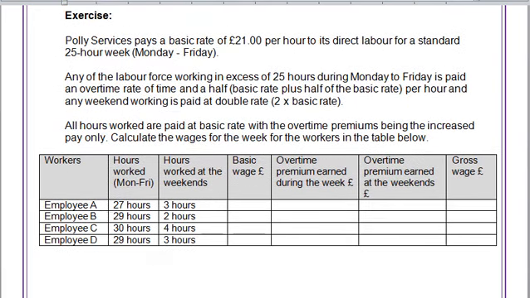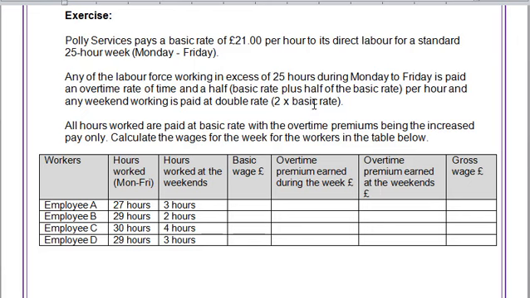Police Services pays a basic wage of £21 per hour to its direct labor for a standard 25-hour week, Monday to Friday. Any of the labor force working in excess of 25 hours during Monday to Friday is paid an overtime rate of time and a half. Basic rate plus half of the basic rate per hour. And any weekend working is paid at double rate, 2 times your basic rate.